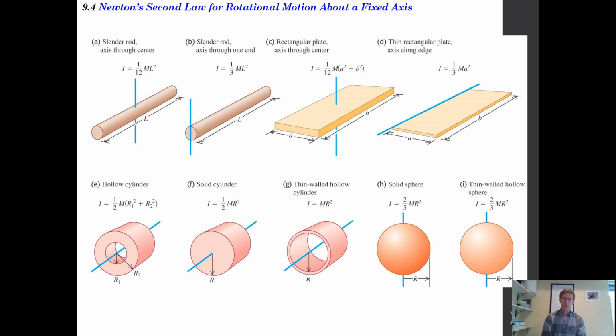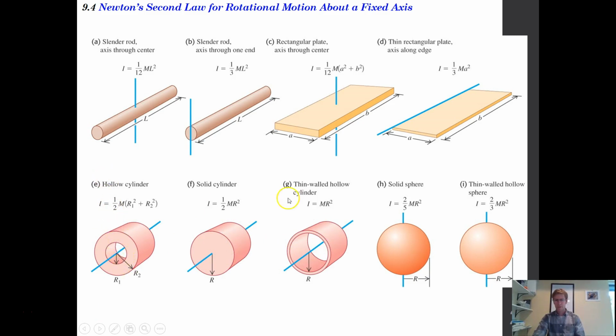So again, mr squared is for point masses. When you have rigid objects, more complex objects, things like spheres and cylinders, here, like you see down here, a solid sphere, think like a baseball. A hollow sphere, think more like a tennis ball or a ping pong ball. You can have solid cylinders. You can have thin-walled cylinders. You can have hollow cylinders.